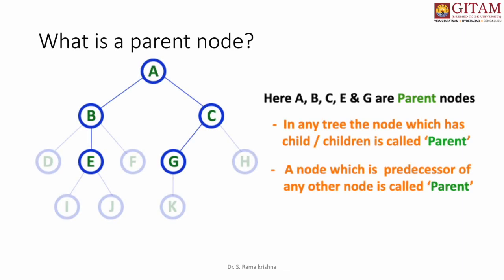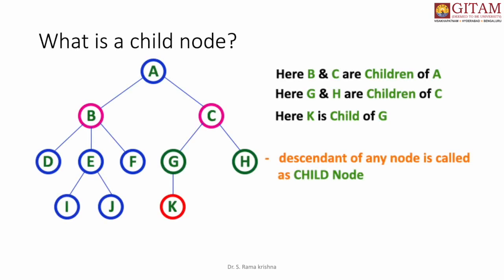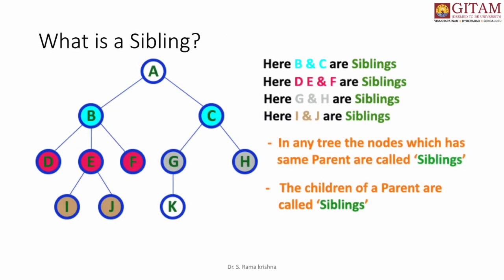A node which is a predecessor of a particular node is called a parent node. For E, it is B. A node which is a successor of any node is called a child node. E is a child of B. Children of the same parent node are called siblings. In this example, D, E, F are the siblings.